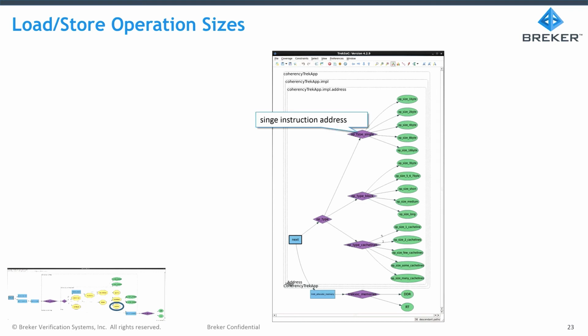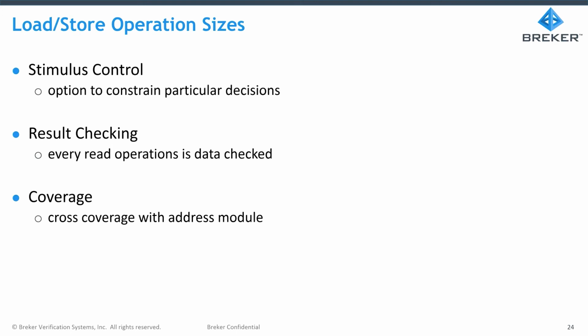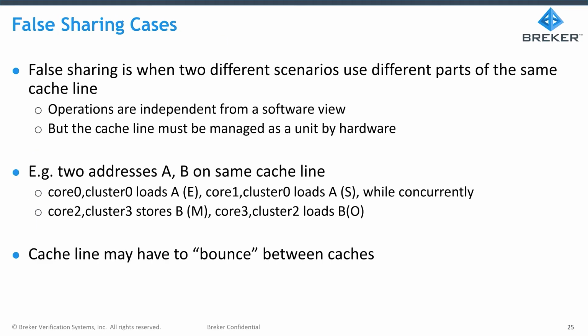The different size operations again show up in the same graph, where the tool is choosing how big the operation should be. Again, we can bias or constrain out certain options. Every read is checked, and we can come back and measure to see if we have done every possible size.